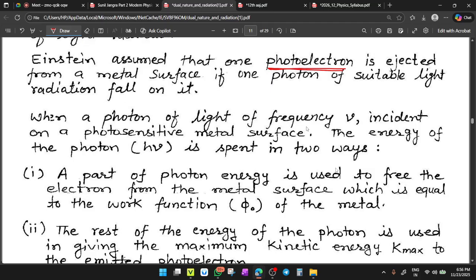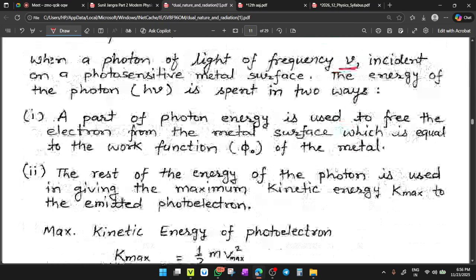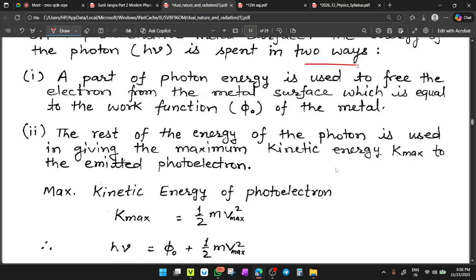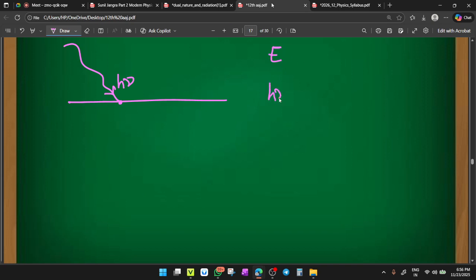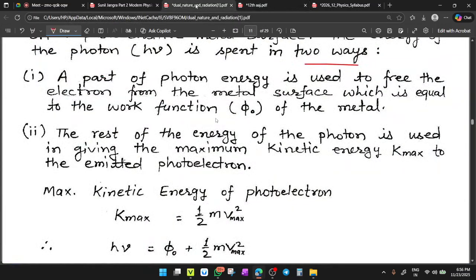When a photon of light of frequency nu is incident on a photosensitive metal surface, the energy of the photon, h nu, is spent in two ways. It means the total energy incident at the point of strike equals h nu. This total energy E equals h nu is spent in two ways. First, a part of the photon energy is used to free the electron from the metal surface, which is equal to the work function phi naught of the metal.